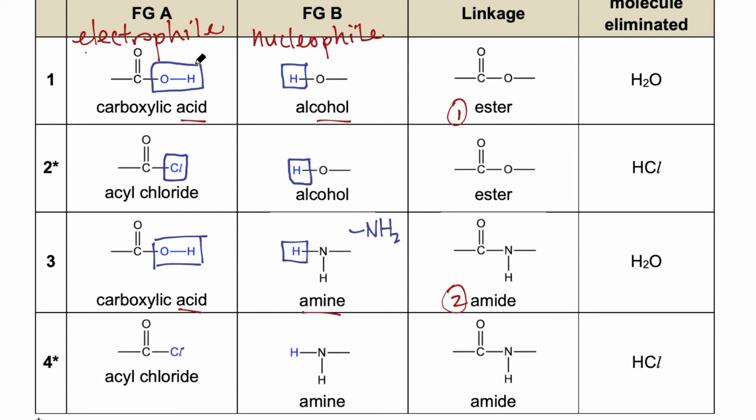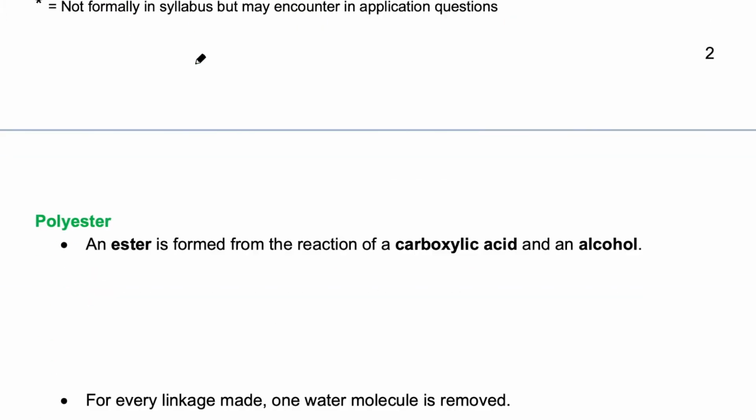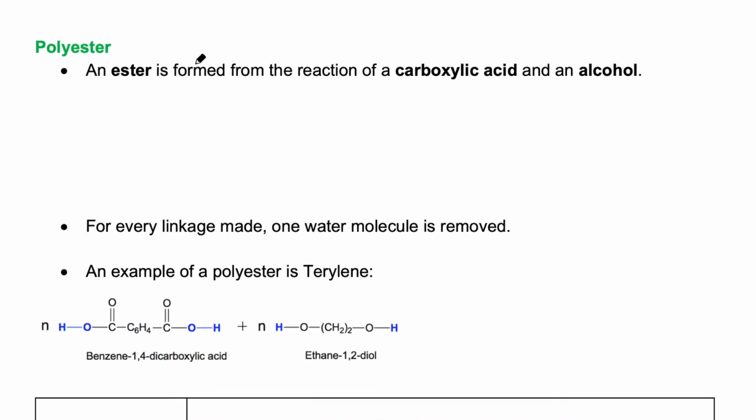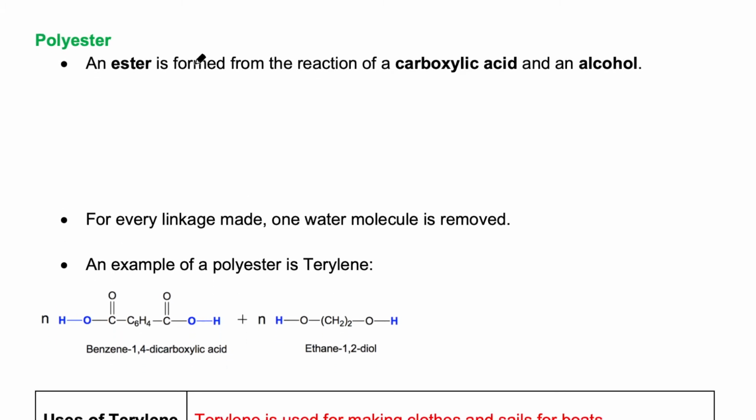Okay? We're going to look at some examples now. So we touch on polyester first. Okay, we make a polyester when we have a molecule containing the carboxylic acid functional group and also the alcohol functional group or the hydroxyl functional group. Okay, so one example would be something like that.